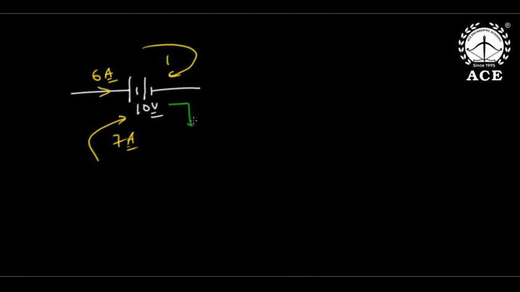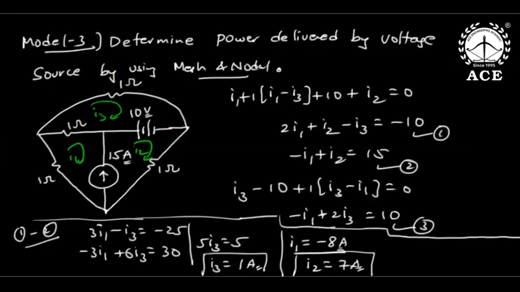If 6 amperes enter the positive terminal, is it a source or a sink? Sink. 6 amperes entering the 10 volts means it is a sink. So power delivered: a sink cannot deliver, right? Minus 6 into 10, minus 60 watts. Everyone observe the equations. I will tell you the conclusion again.